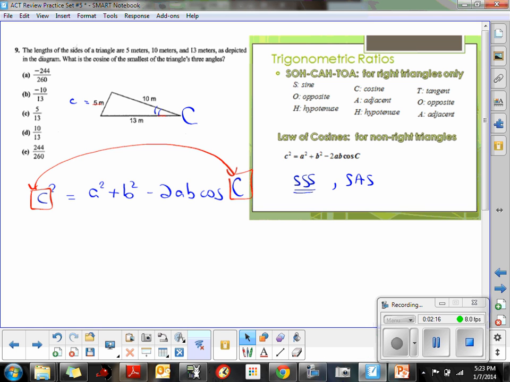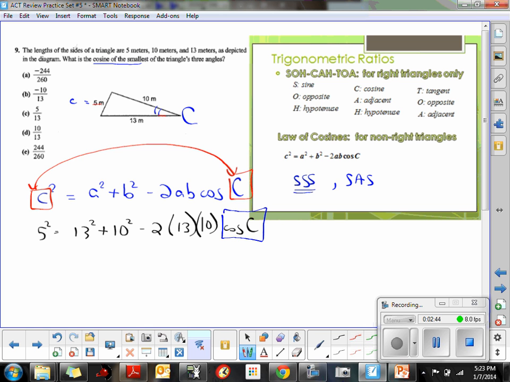So what we're going to do is place in our numbers. We have 5 squared equals a squared plus b squared, where a can be either 10 or 13, that doesn't matter. So I'm going to go 13 squared plus 10 squared minus 2 times a, which is 13, and b, which is 10, times the cosine of C. What they want is the cosine of the smallest angle. Well, this is the cosine of the smallest angle. We want a representation that says the cosine of C equals this ratio.